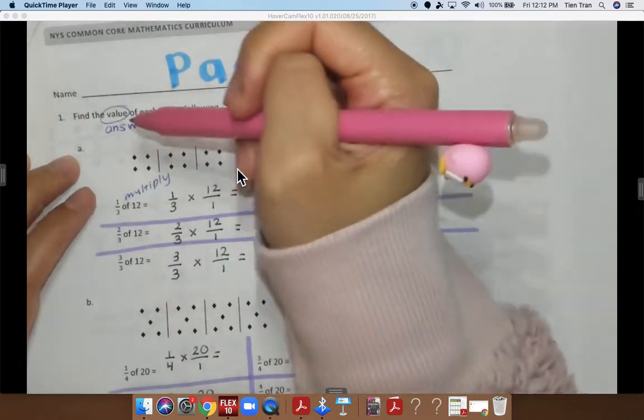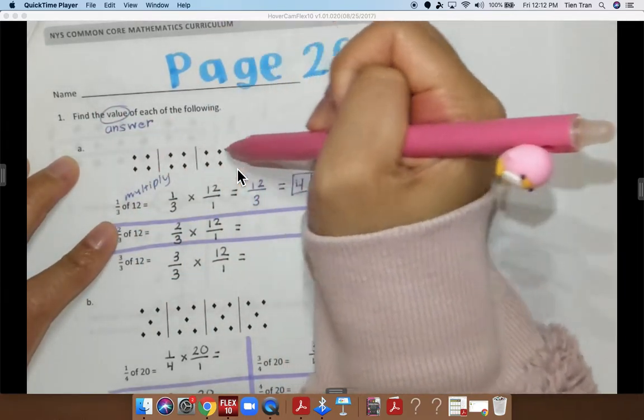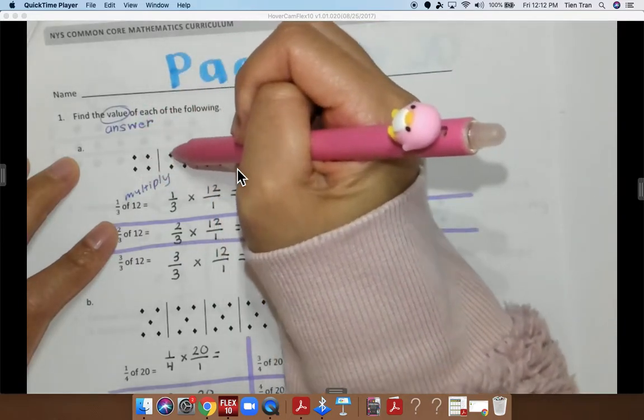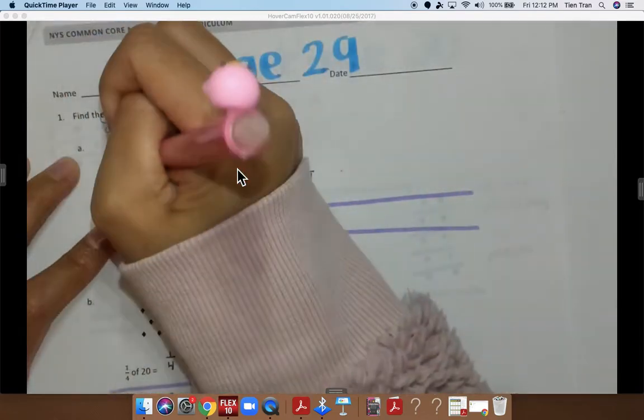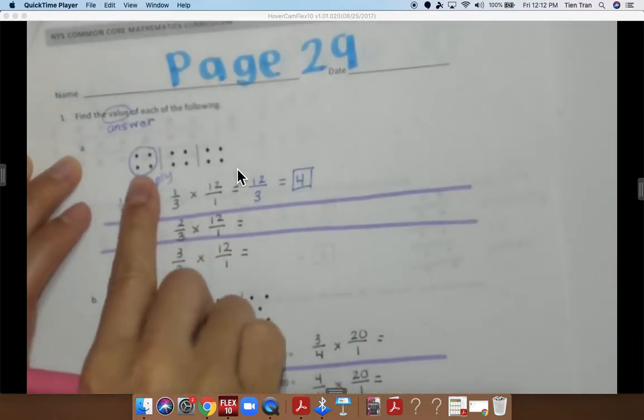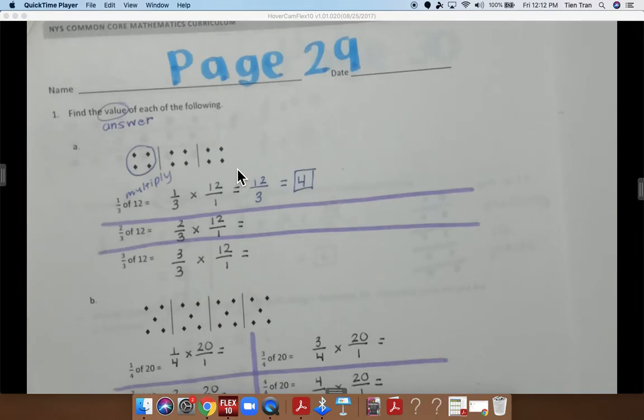And if you notice, they're asking 1/3 of 12. There are 12 pieces here: 1, 2, 3, 4, 5, 6, 7, 8, 9, 10, 11, 12. And a third of that would only be this part right here. You notice there's only 4. So you could have written it just by looking at the picture.